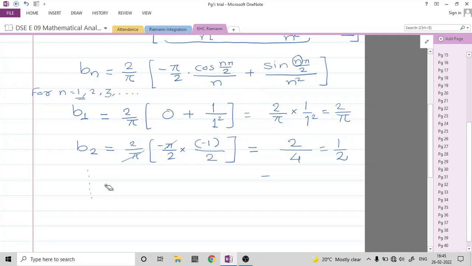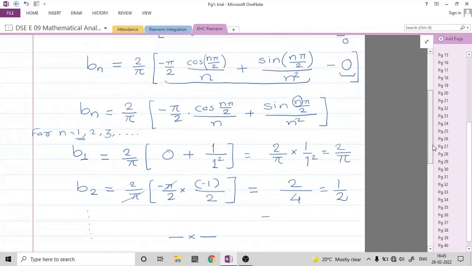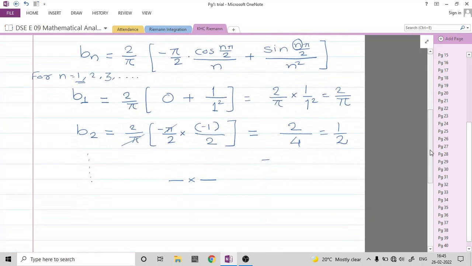Okay, so this is how you can obtain values of bn, and by putting them in the Fourier series you can easily obtain the remaining Fourier series in terms of sine function. This is it. Let us stop here. Thank you.